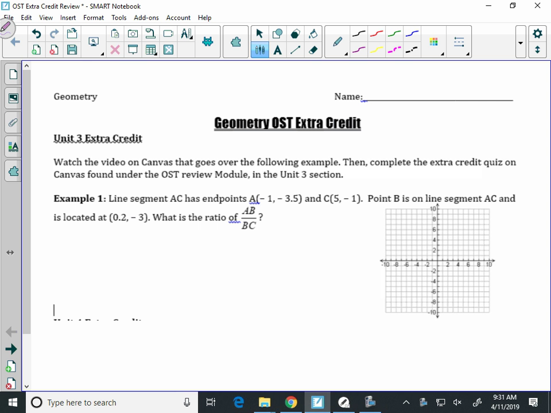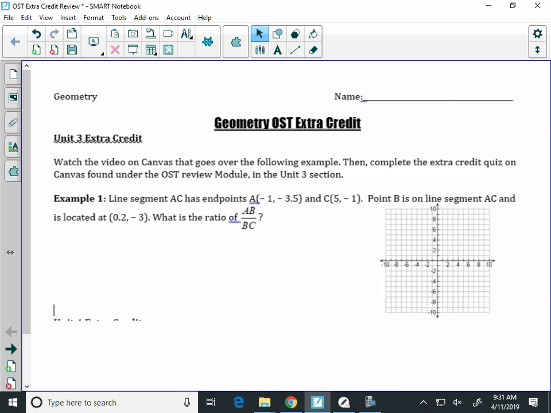So this example says line segment AC has endpoints at (-1, -3.5) and (5, -1). Point B lies on line segment AC at (0.2, -3). What is the ratio of AB over BC?